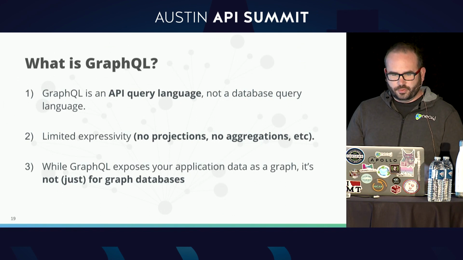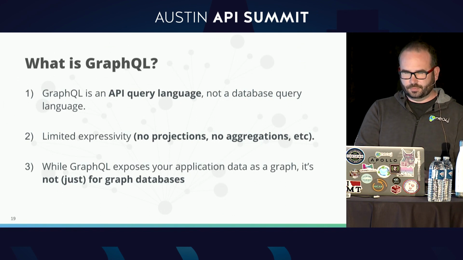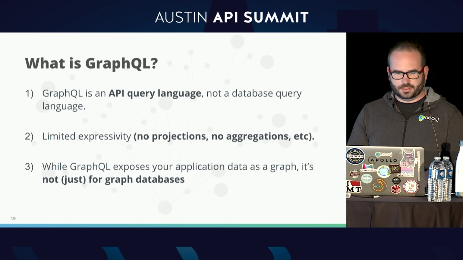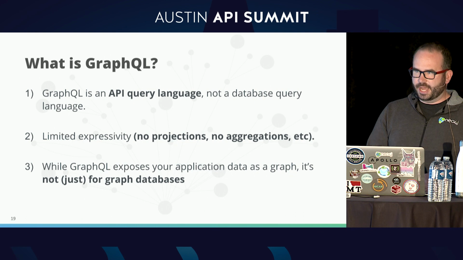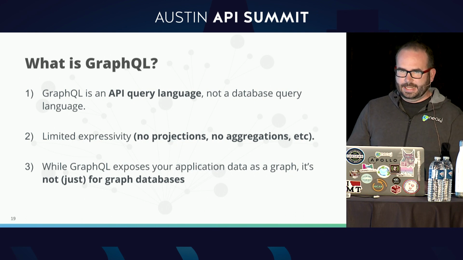Cool, so that's an overview of GraphQL. Let's make a couple of observations here. So first of all, remember that GraphQL is an API query language, not a database query language. So this means that there's limited expressivity for things like projections, aggregations, variable length path queries, this kind of thing that you might find in database query languages.